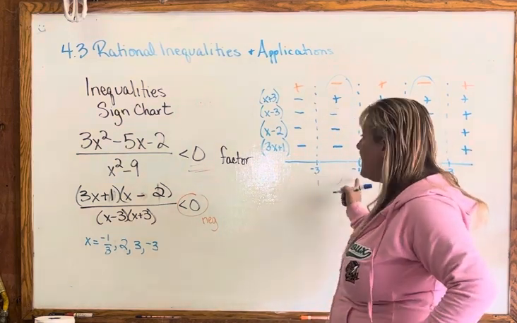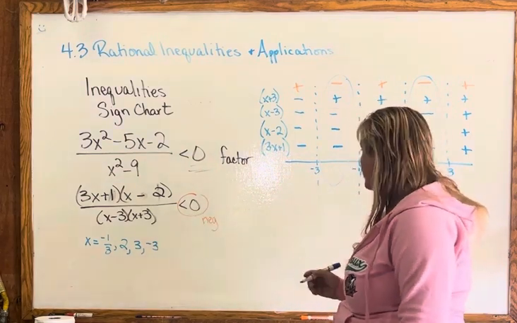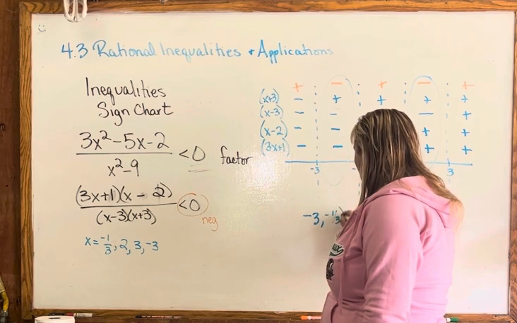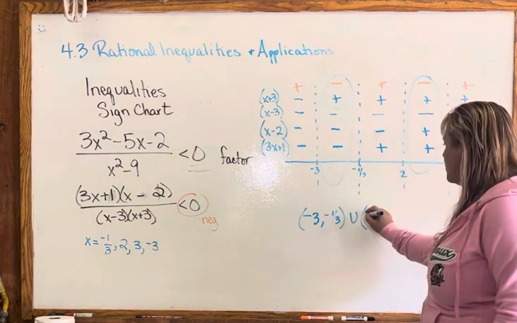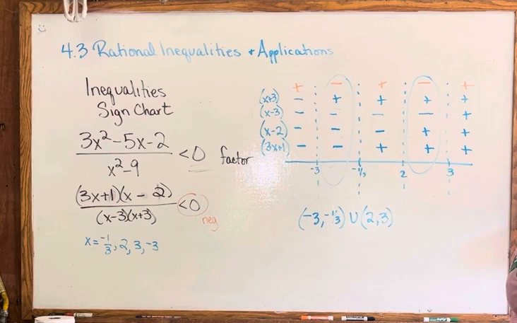So are we using the endpoints? And we're not, because of just the less than sign. So we're going to go -3 to -1/3 with parentheses, union, and then we're going to go 2 to 3 with parentheses. And there's our answer.